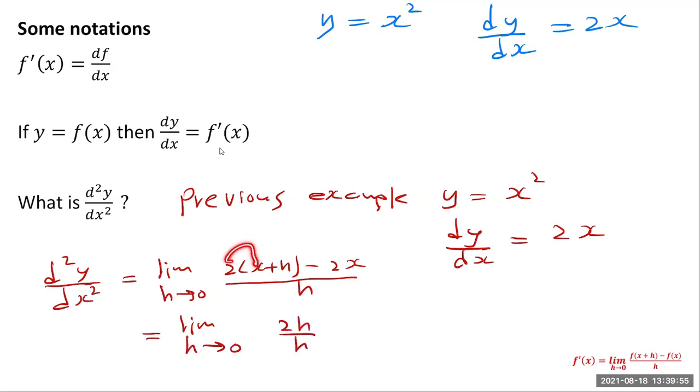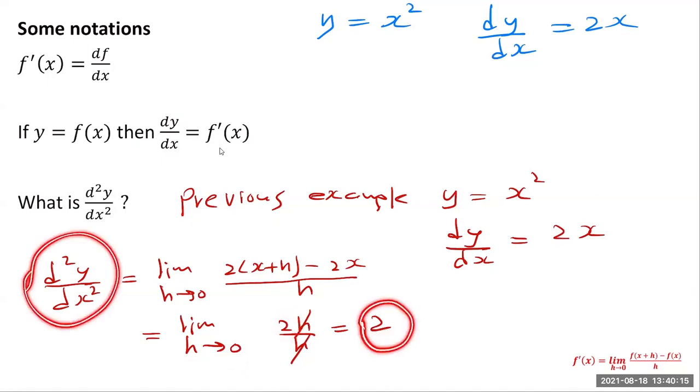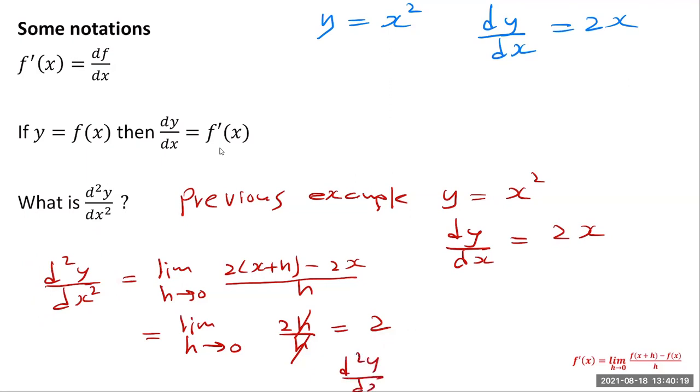This 2x will be cancelled with this minus 2x, so you will get 2h in the top. Now, of course, by the cancellation law, you can cancel h in the top and h in the bottom. You get 2, because the limit as h approaches 0 of a constant, 2, is 2 itself. Okay, this is the second derivative. d squared y over dx squared is equal to 2. All right, let's move on.